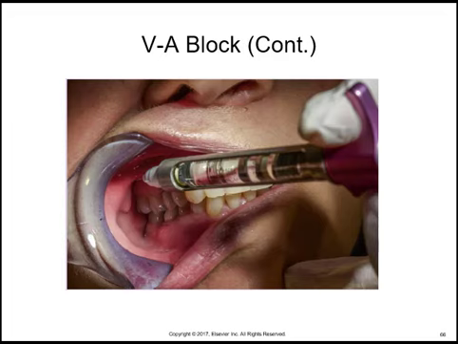For needle insertion for the VA block, the depth of insertion again is 25 millimeters, or 2/3 to 3/4 of a long needle without contacting bone, with the hub of the syringe ending up opposite the mesial aspect of the maxillary second molar. The amount of anesthetic is about a full cartridge, taking about 60 to 90 seconds to deposit that full cartridge.